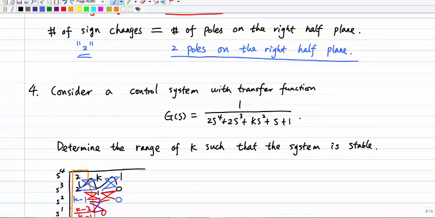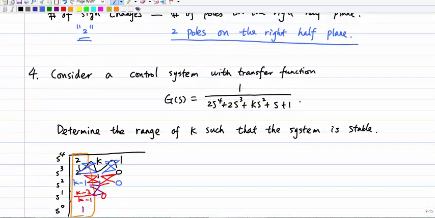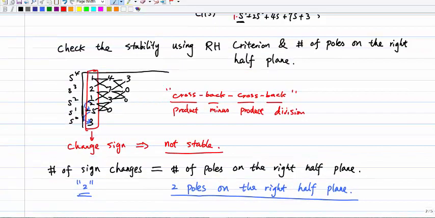Okay, so the fourth question is about using the Routh-Hurwitz criterion to check the stability of a system, especially to determine the range of an unknown parameter such that the system is stable. The only difference between this problem and the previous problem is that we have some parameter over here which is unknown, undetermined. We want to determine the range of this value such that the system is stable. The main idea is I still build my Routh array. Of course, some of the components may include this unknown variable. And we just want to select this unknown variable in a way that the first column of my Routh array does not change sign.